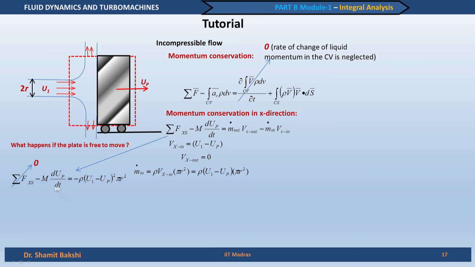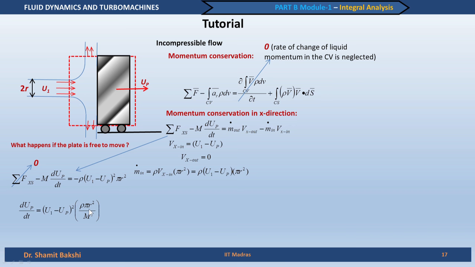This part remains as dup by dt, and on the right hand side we have this equation. So, we have a differential equation like this here. In the previous problem, when the plate was moving at a constant speed, up was not a function of time. Now, it is a function of time. So, we get this differential equation. We can rewrite it in this form, that dup by dt is equal to this constant times (u1 minus up) squared. u1 is constant, but up is time variant. This quantity is also constant.